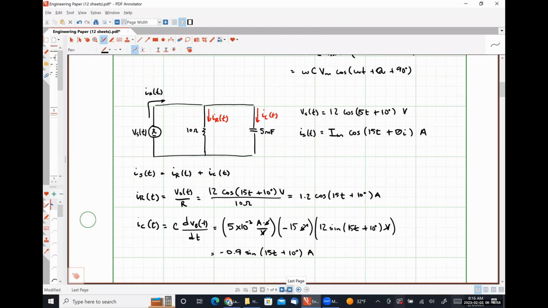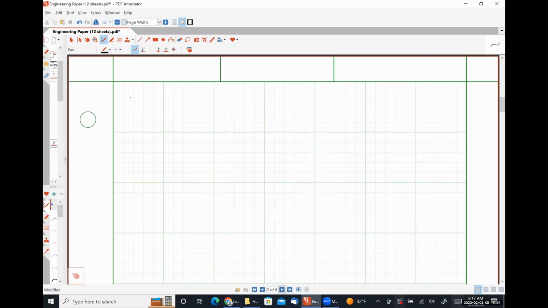All righty. So I'm just going to put these two results together, and I'm going to say that the current that I'm looking for, IS of t, is just those two things added together. So that's going to be 1.2 cosine 15t plus 10 degrees minus 0.9 sine 15t plus 10 degrees amps. So before class, I plotted these two functions on Desmos.